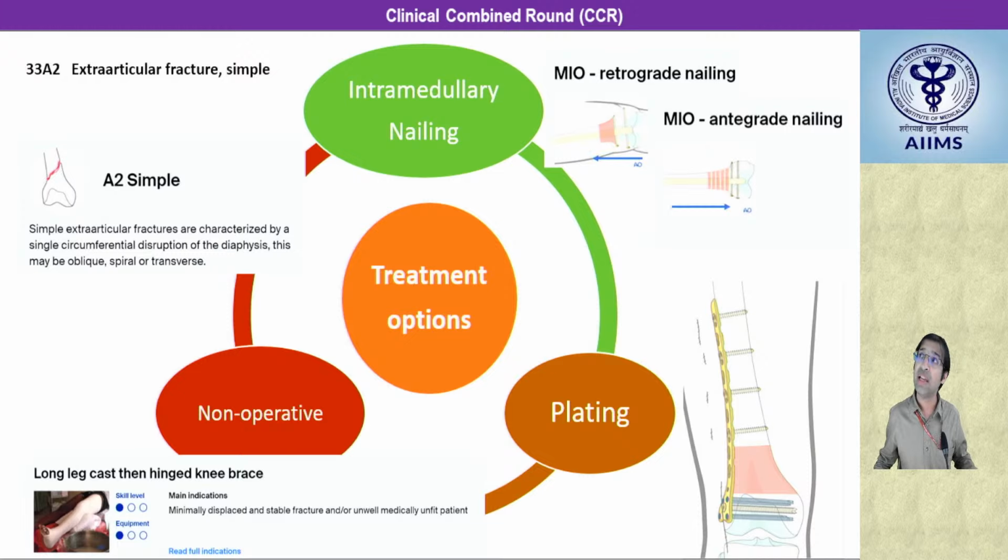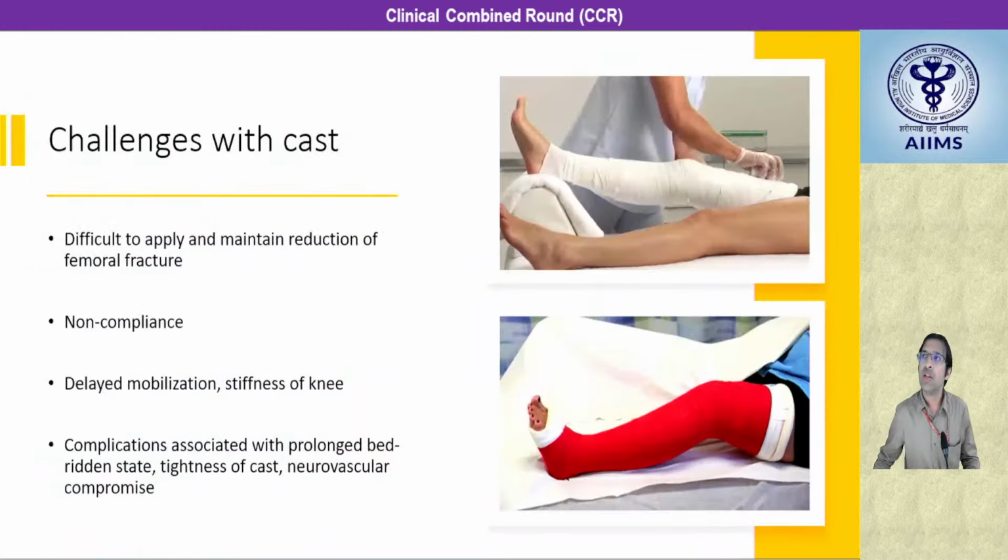Of course, a nail can be passed from the upper end of the femur, which is known as antegrade nailing, or from the lower end of the femur through the knee joint, which is known as retrograde nailing. Around half a century back, most of these fractures were managed with a cast, but in modern orthopedic practice, the role of a cast is limited to patients who are too sick to be operated.